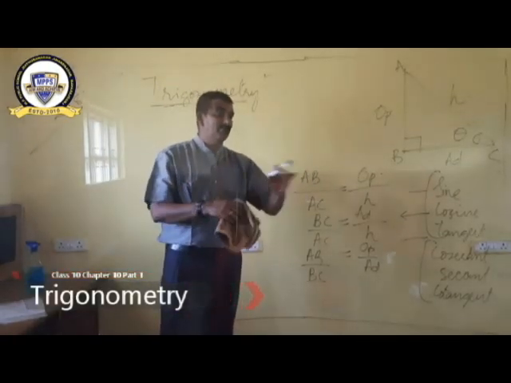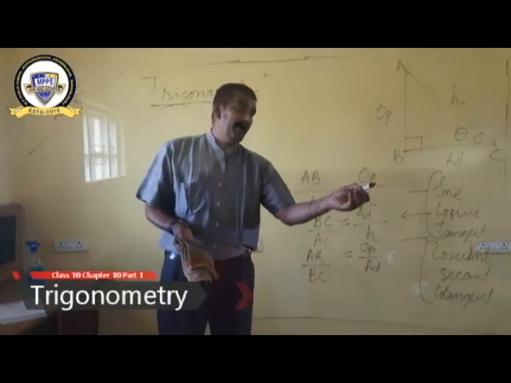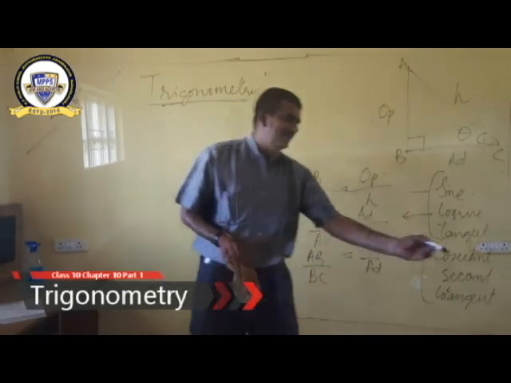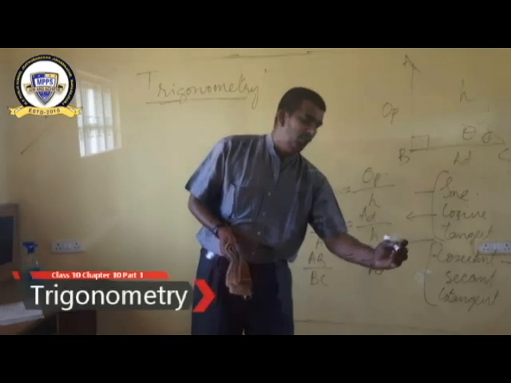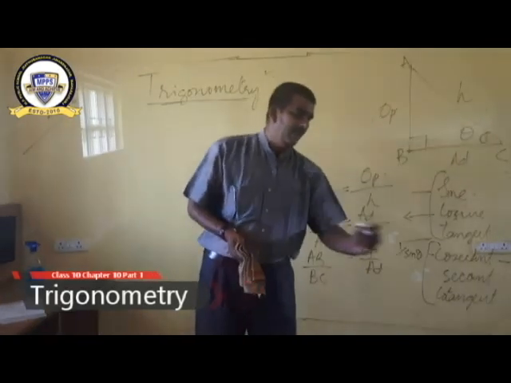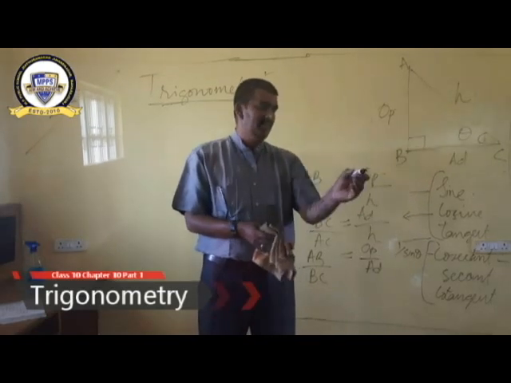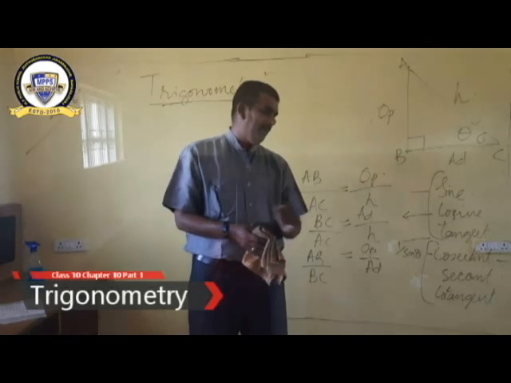Now the next is cosecant. Cosecant is hypotenuse divided by opposite side, just the reverse of sine. So we can say that this is 1 by sin theta. Just the opposite of sine is cosecant, that is hypotenuse by opposite side, that is AC by AB.